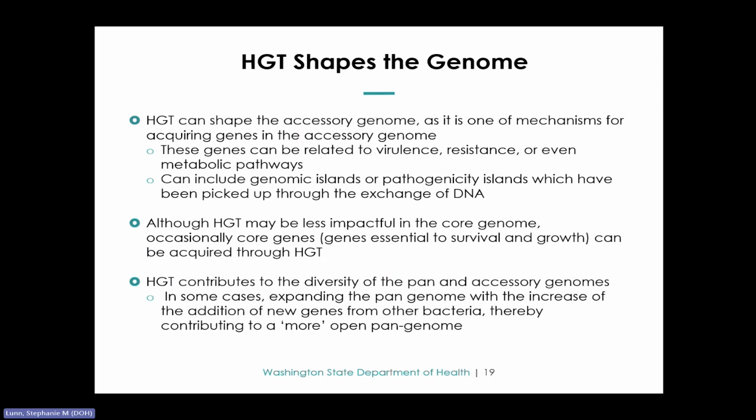Lastly, the pangenome is the complete set of the orthologous and unique genes found within a bacterial species. It is composed of the core genome, the accessory genome, and species or strain-specific genes. Horizontal gene transfer contributes to the diversity of the pan and accessory genomes. In some cases, genes acquired through horizontal gene transfer can expand the pangenome with the addition of new genes from other bacteria, thereby contributing to a more open pangenome.